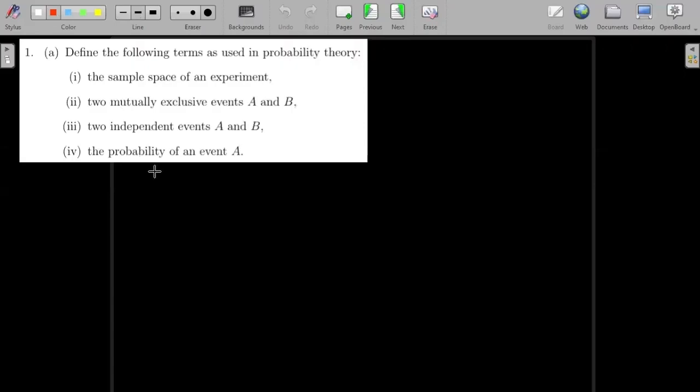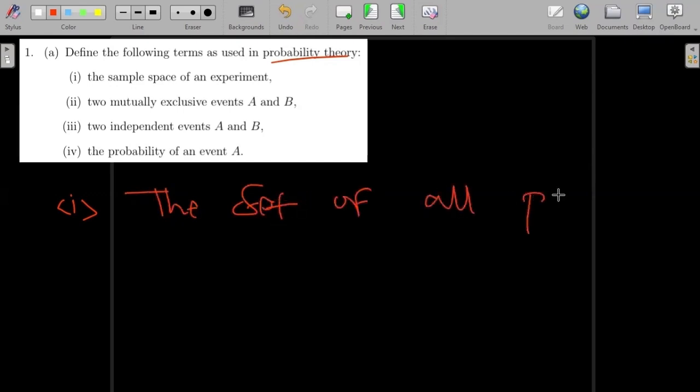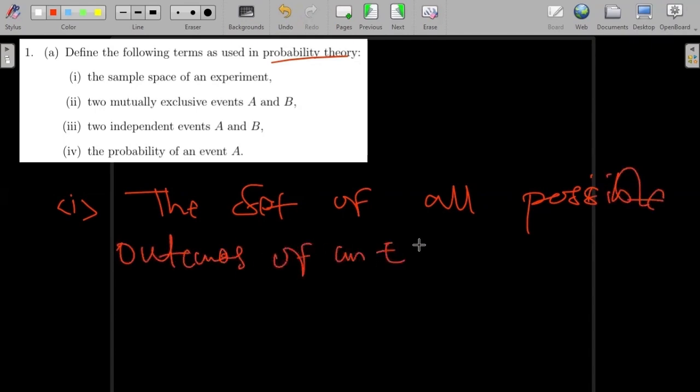All right, so question one, they're saying define the following terms as used in probability theory. The first definition there, they're saying define the sample space of an experiment. So the sample space is simply the set of all possible outcomes of an experiment. So this is what a sample space is.